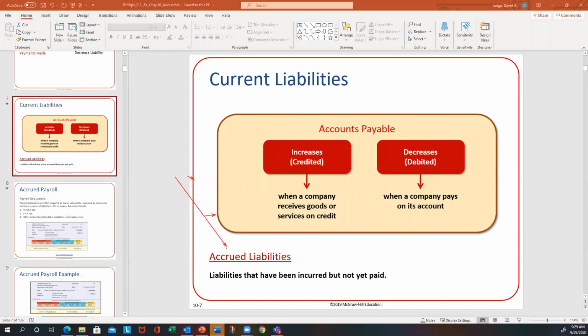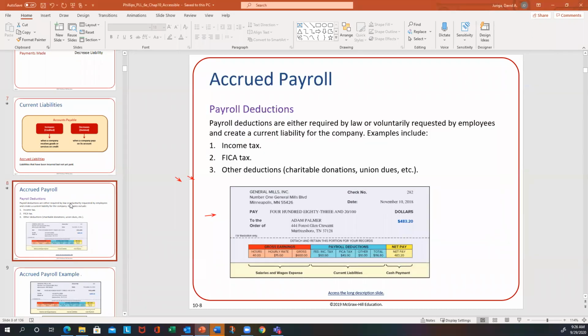Other types of current liabilities would be your accrued liabilities. These would be liabilities like payroll, taxes, things of that nature that you've actually incurred and you got the bill, but you haven't paid it yet. But because of the matching principle and the rules of GAAP, before you do your financial statements, you have to put those liabilities on your balance sheet.